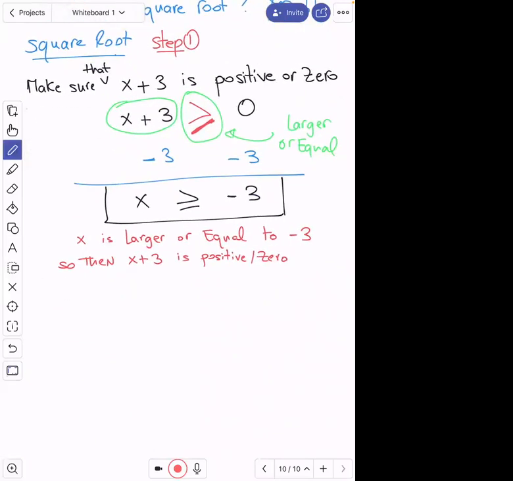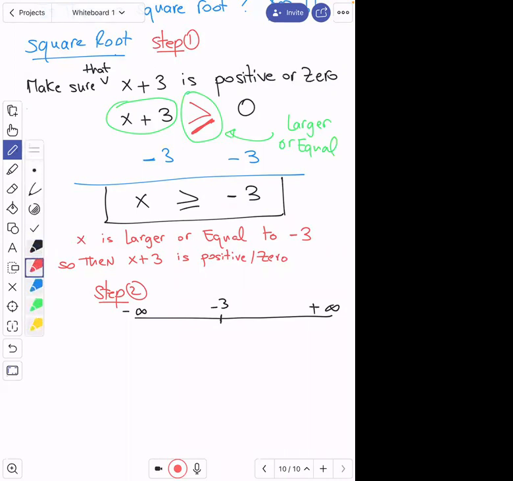Now, in the second step, this is like for the division. So I'm going to try to find the domain, of course. I'm going to use my number line. Here's my number line. As usual, you have negative infinity, you have positive infinity, right? And let's say somewhere you have your negative 3. Now, from the first step, we are saying that the input x is larger or equal to negative 3, right?